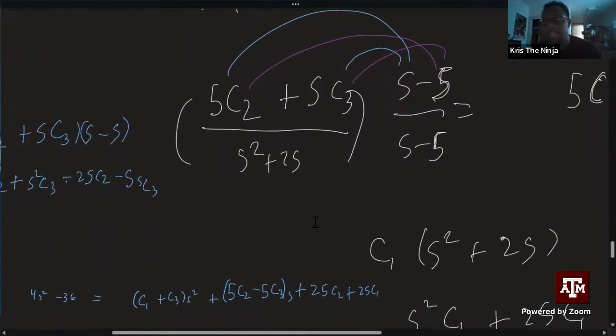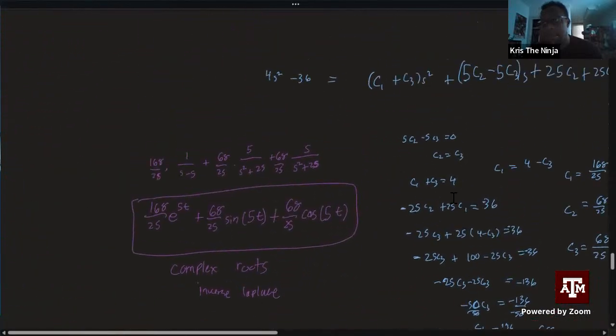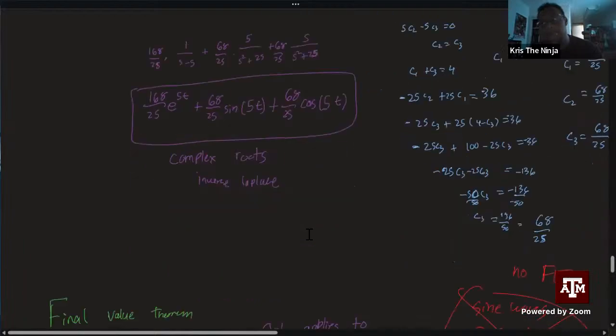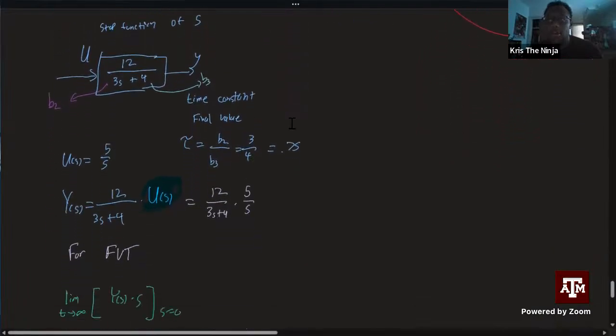When combined together, these break apart. You just do the math, and that came out to something really not pretty. Came out to this. It's not pretty, but it's right. Final value theorem, Y of t, all that stuff.